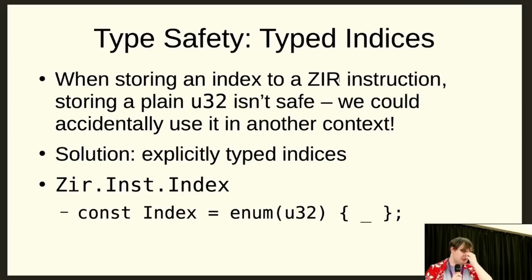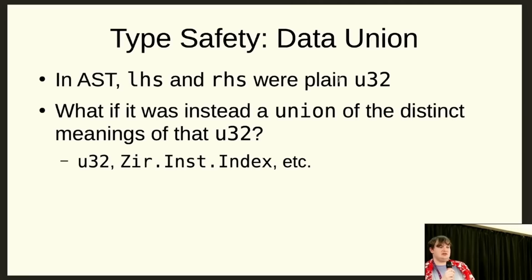This is just a very useful pattern in general, and I highly suggest trying it out. So in Zig, we typically do this with these things called non-exhaustive enums. That's the syntax at the bottom. But you could just do a struct wrapping a U32. That works completely fine.